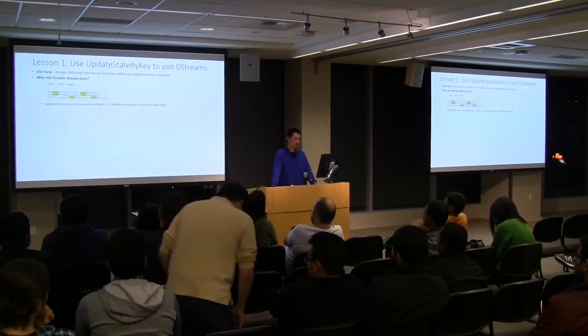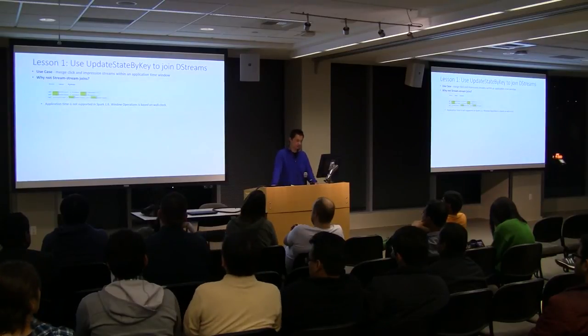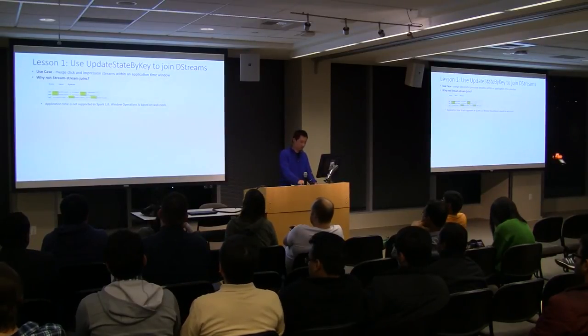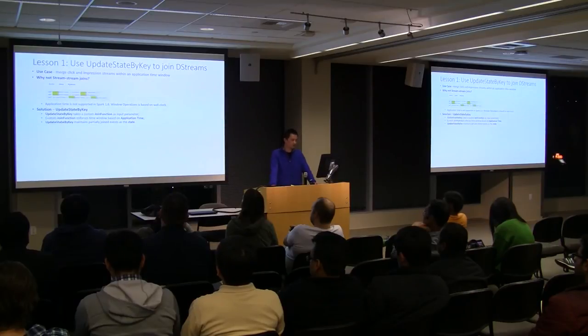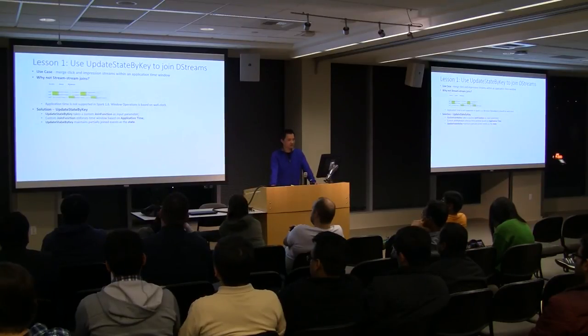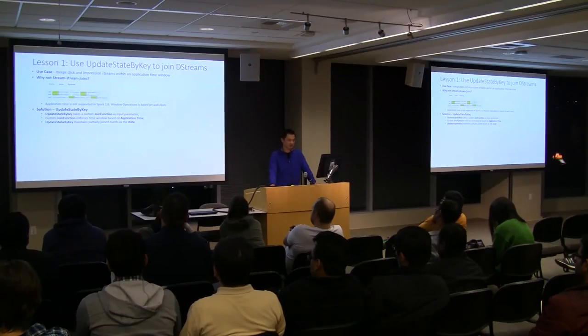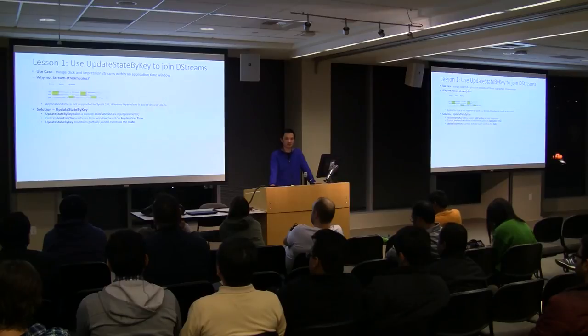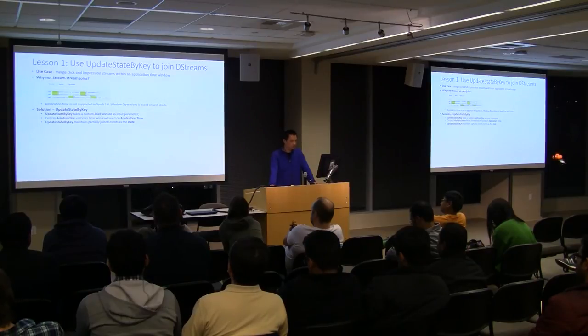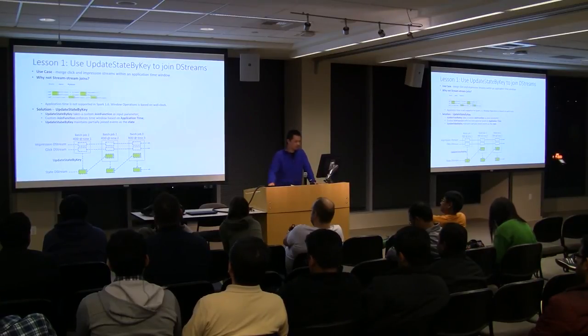But if not the join API, then which API should be used? The answer is updateStateByKey. In this updateStateByKey API, the join operation is passed as a parameter. Within this join function, you can enforce the application time based window operation. So here's how updateStateByKey works.